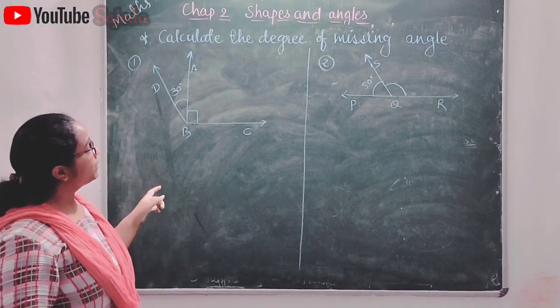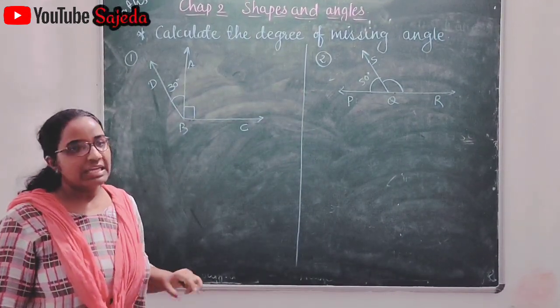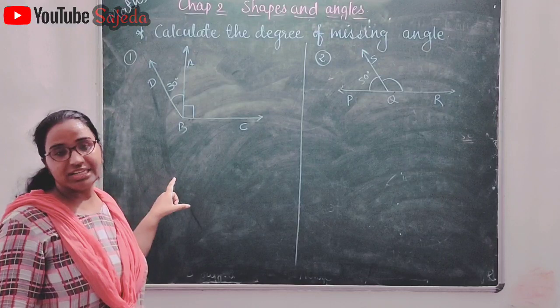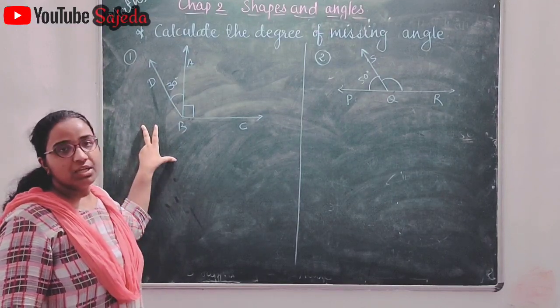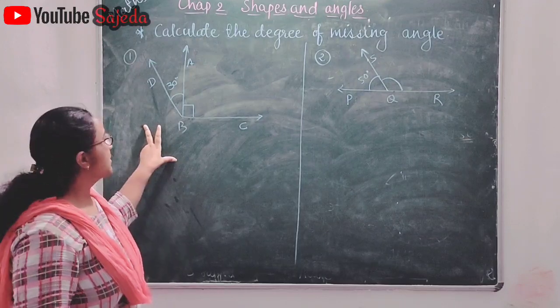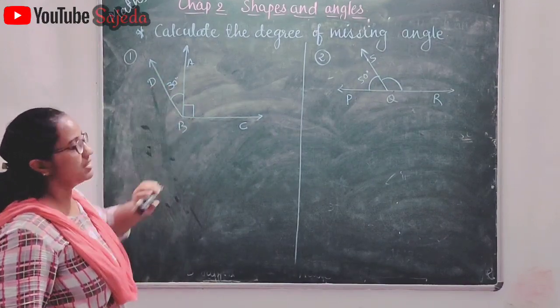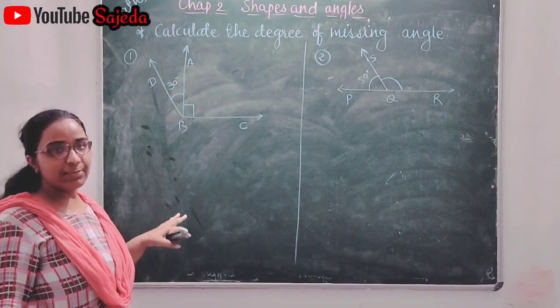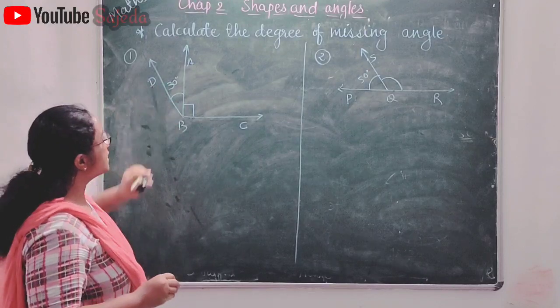And the last topic of this chapter is calculating the degree of a missing angle. This is not in your syllabus, but I think this is very useful to understand about angles. Here, as you can see in this figure, there are 3 angles. Whenever you are given this type of question, first of all identify the 3 angles in this figure.